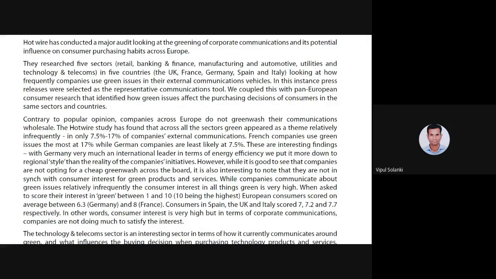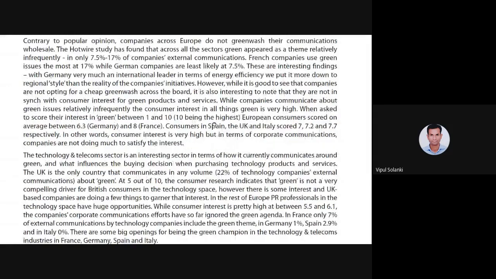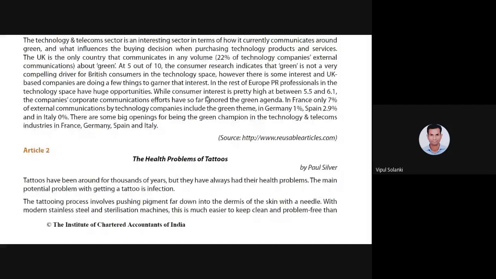So, the whole purpose is that there should be some clarity of what we are doing. Right? All right. Now, let us move on to the next article. It is health problems of tattoos. When we mark tattoos on our skin, there are some health problems related to tattoos. So that is homework. You are supposed to read it, please. Right? Health problems of tattoos is homework. This article number 2, you please read it at your home.